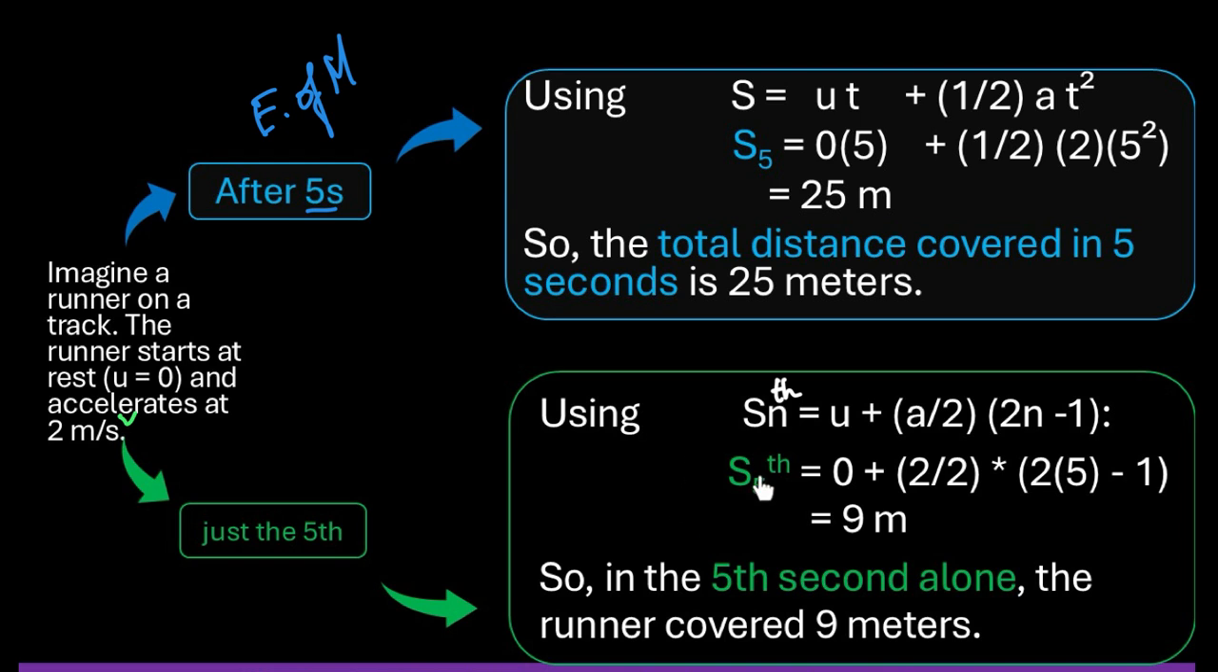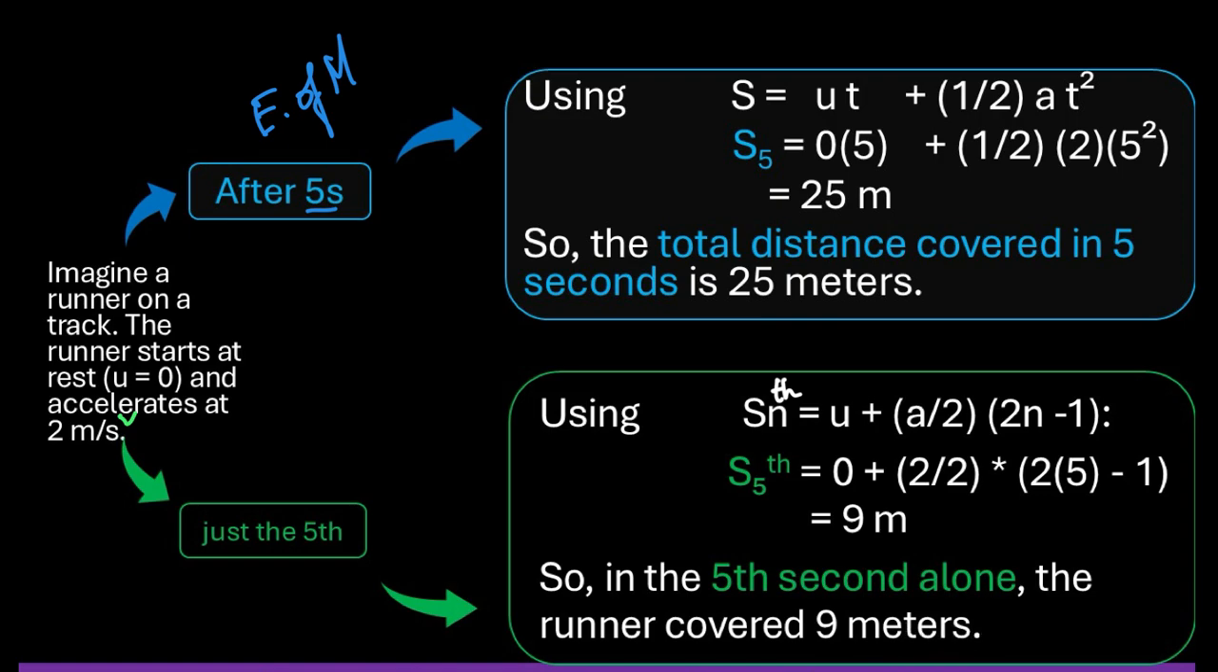So in S5th, we'll have to substitute n is equal to 5. So Sn is u plus a by 2 into 2n minus 1. S5th will be the distance traveled in the 5th second alone, which will be equal to 0 plus 2 by 2 into 5 minus 1, which is equal to 9 meters. So what's the difference? After 5 seconds, the runner has totally covered a distance of 25 meters. And in the 5th second alone, he has covered a distance of 9 meters.